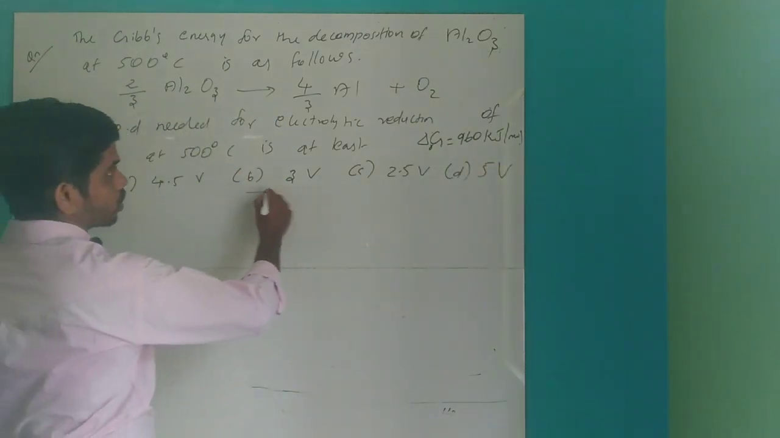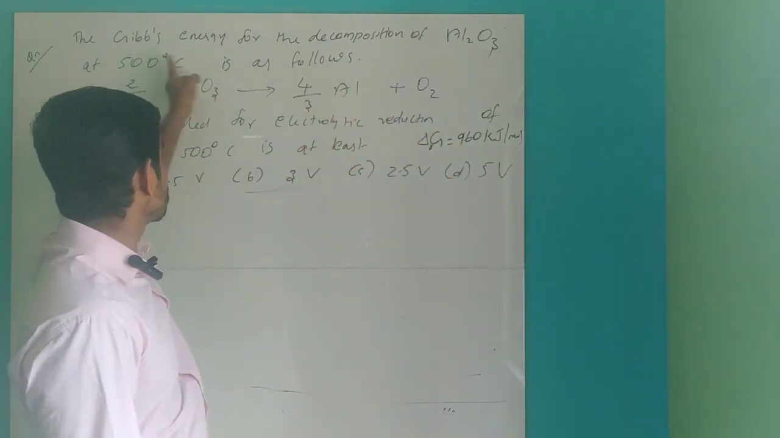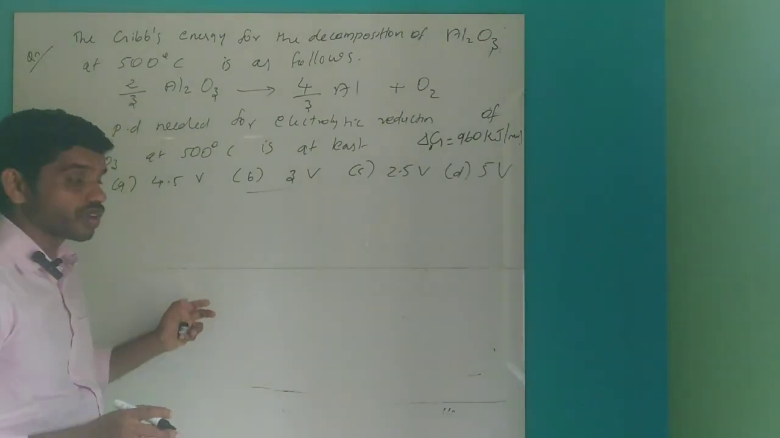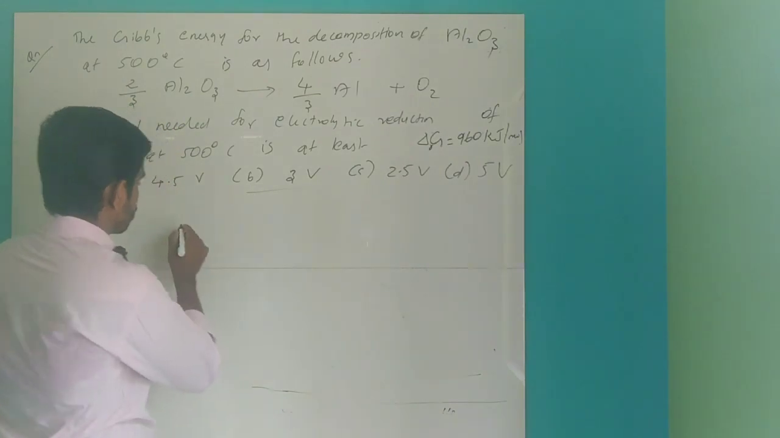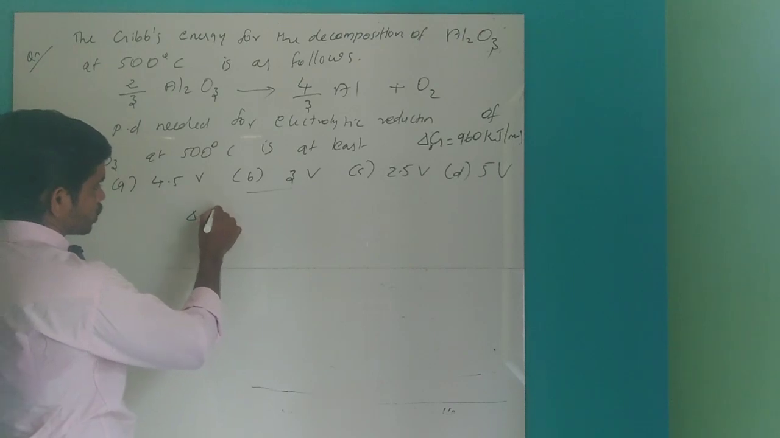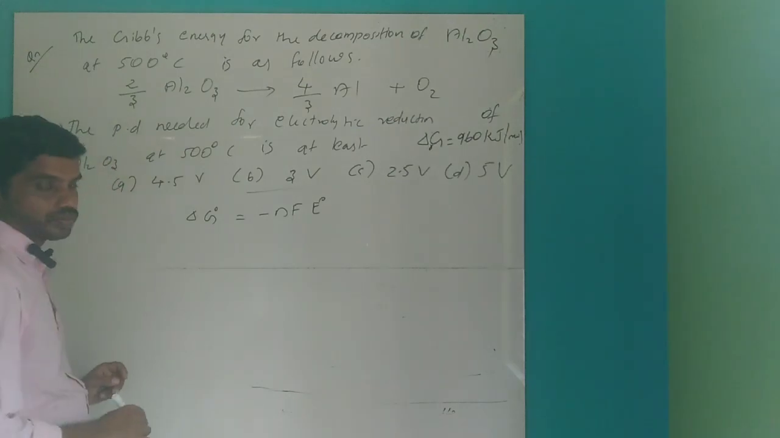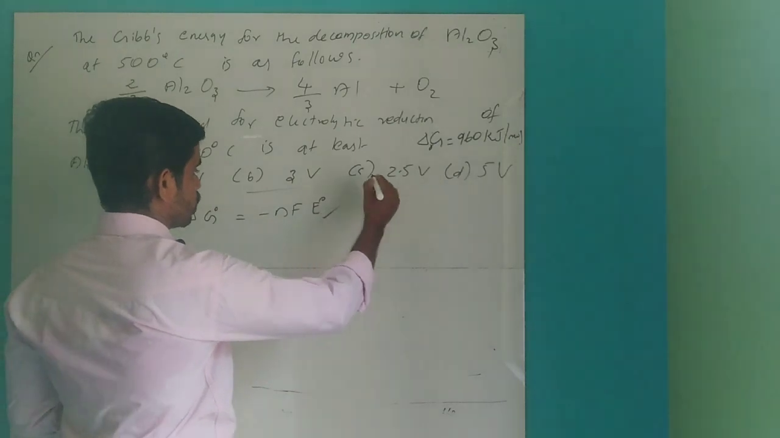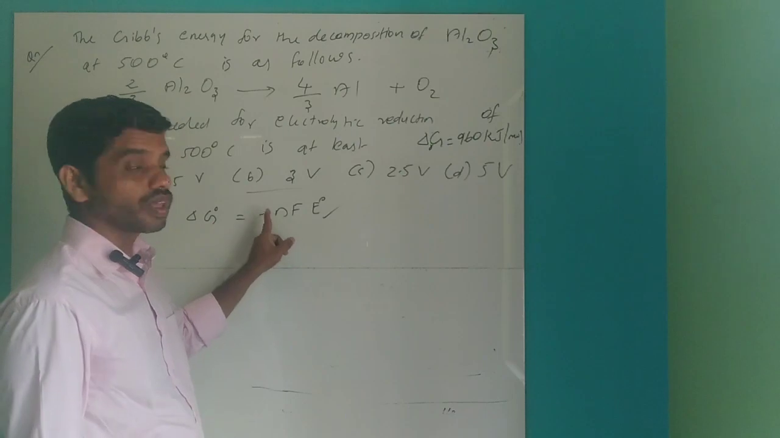So how will you do this problem? One reaction is given and its Gibbs free energy is given. You have to find the potential difference, or EMF. What is the relation between potential difference, EMF and free energy? Delta G0 is equal to minus nFE0. Here you have to find the EMF, the potential difference. Delta G0 is given, so n you have to find out.